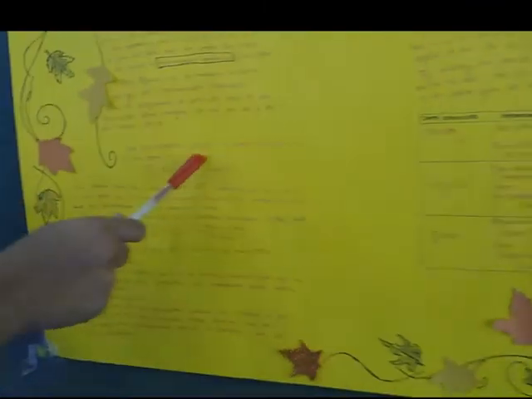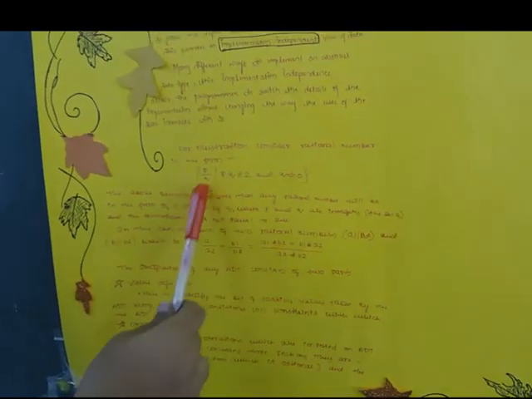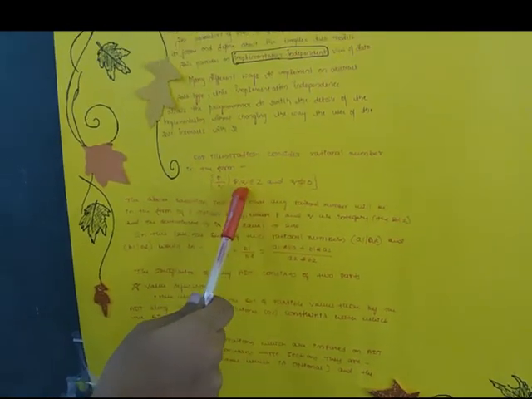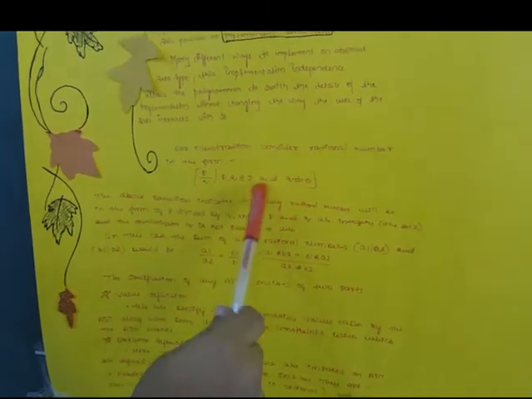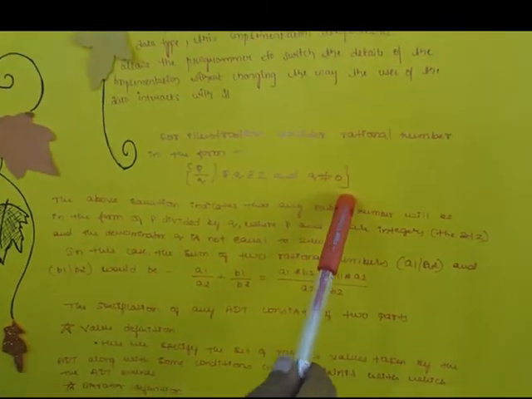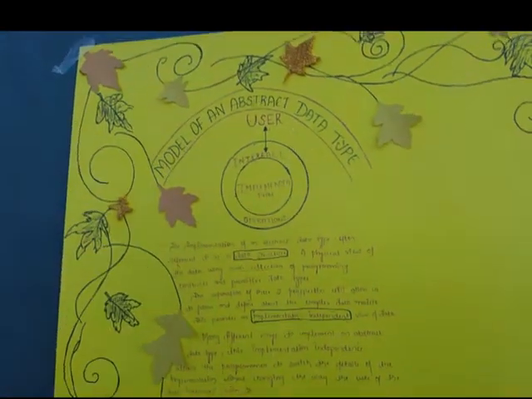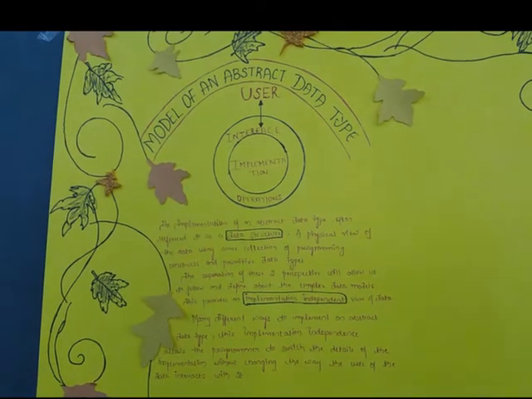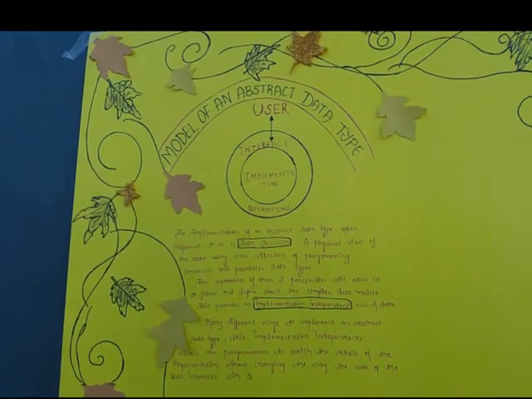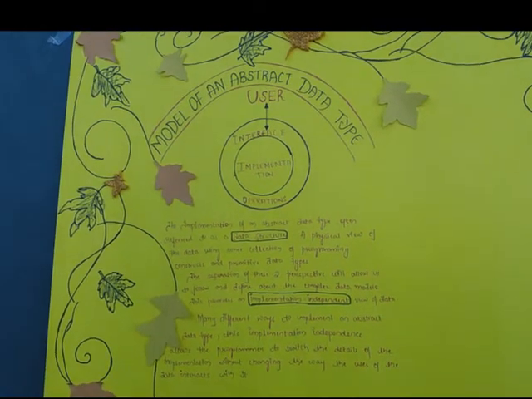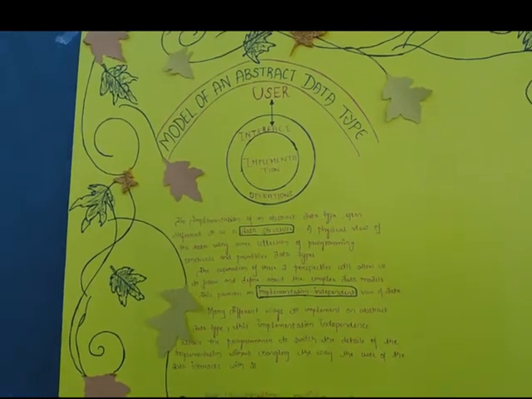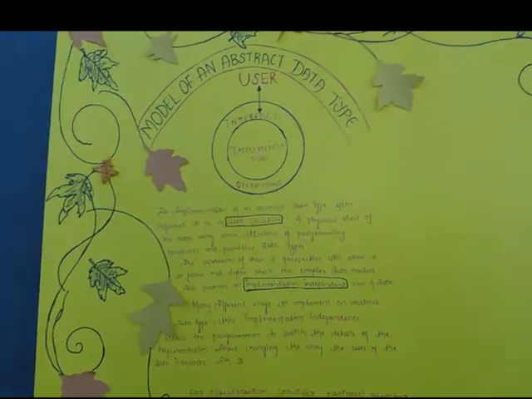You can see, for example, consider a rational number of the form P by Q. Here P and Q are integers and Q should not be equal to 0. This will be defined in the abstract data type definition. And here is the model of abstract data type. By providing this level of abstraction, we are creating encapsulation around the data, and by encapsulating the details of implementation, we are hiding it from the users' view. This is called information hiding.